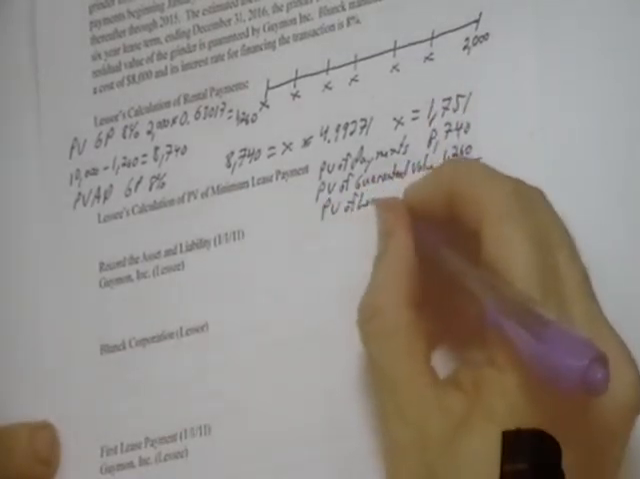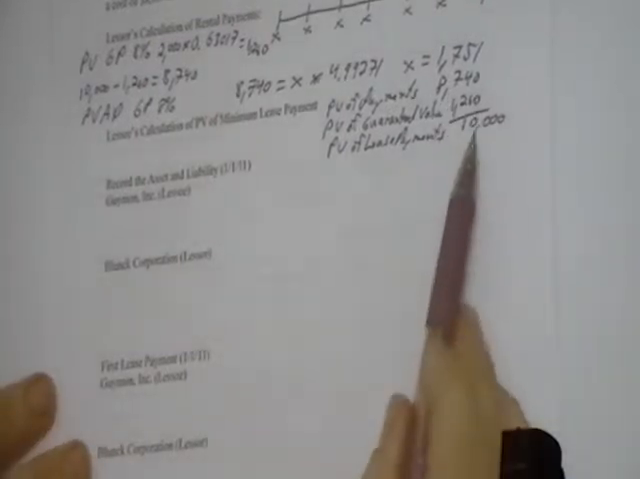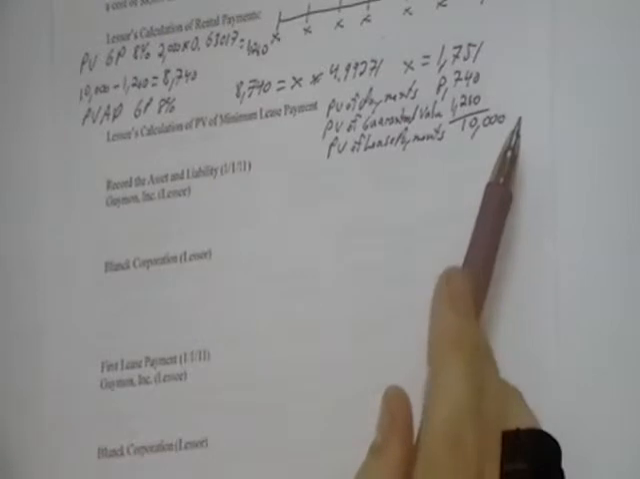guaranteed value, which is going to be 1,260. The total is going to be the present value of the lease payments, which incidentally is the amount that must go on the lessee's balance sheet when they record it initially. So that's why they're figuring out this number, because they need that to figure out the journal entries on this initial date. So record the asset and the liability on 1/1/11.